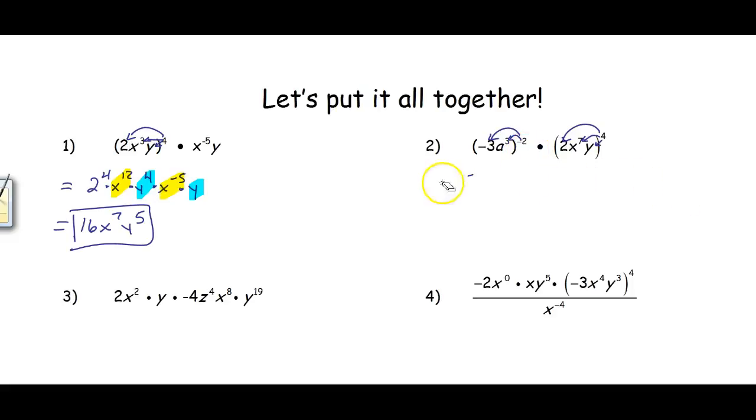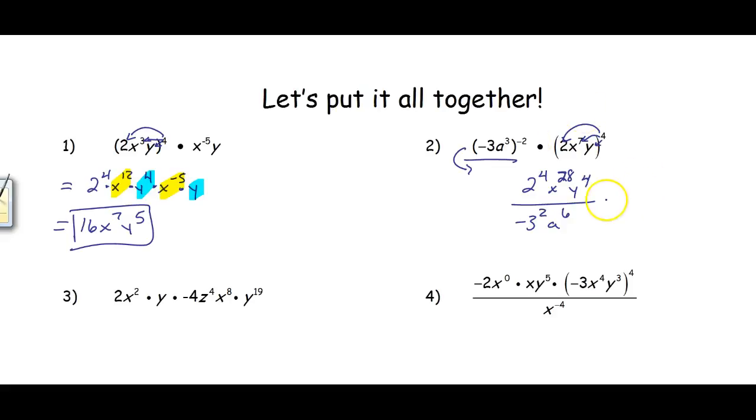Okay, let's redo this one. I'm sorry, let's redo this completely. We're actually going to move this to the denominator right away. So you're going to have 2 to the 4th on top, x to the 7th on top, and y to the 4th on top, while you have -3 raised to the 2nd, a raised to the 6th.